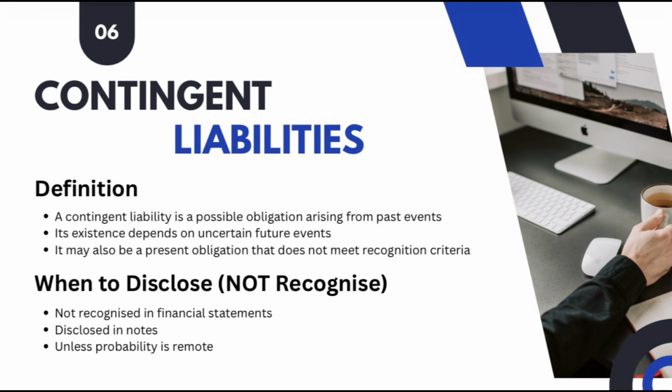In some cases, it can also be a present obligation, but it is not recognized because it does not meet the criteria such as probability or reliable measurement. Contingent liabilities are not recorded in the financial statement. Instead, they are disclosed in the notes to the financial statement. However, if the probability of outflow is very low, no disclosure is required.